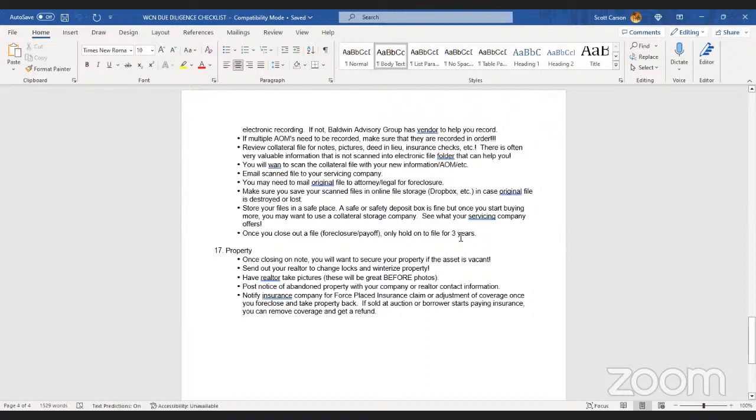Your servicing company may offer collateral file storage. Just find out what they charge on a monthly or annual basis. Now, when you sell off an asset, you're going to be transferring that collateral file and transferring servicing. You still may want to hold on to the electronic docs, but if you foreclosed on an asset and then sold the property off as an REO, I wouldn't hold on to the files longer than 3 years.